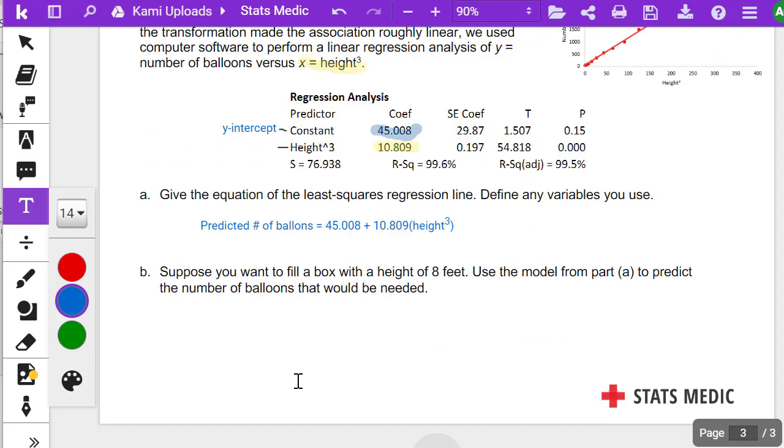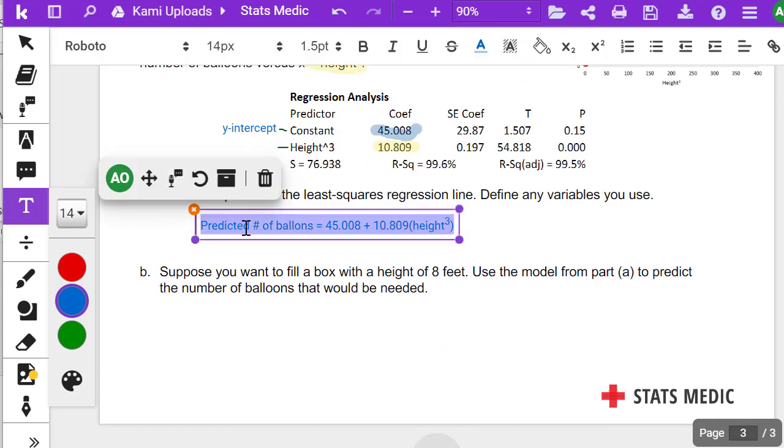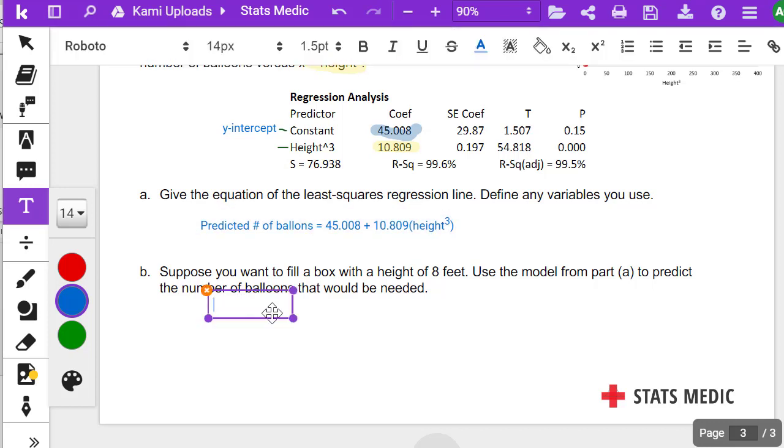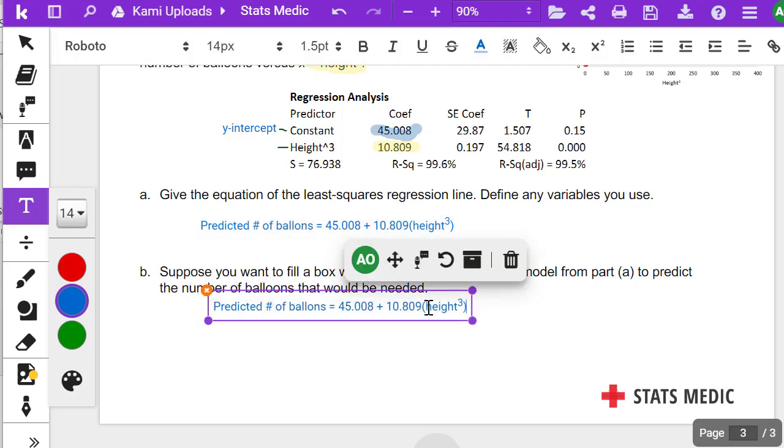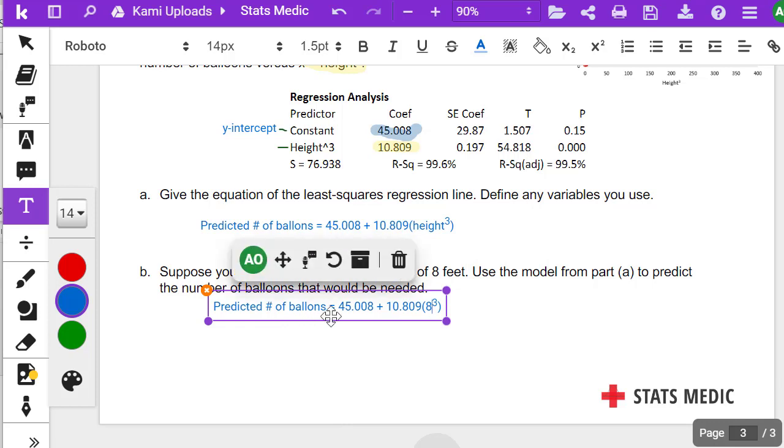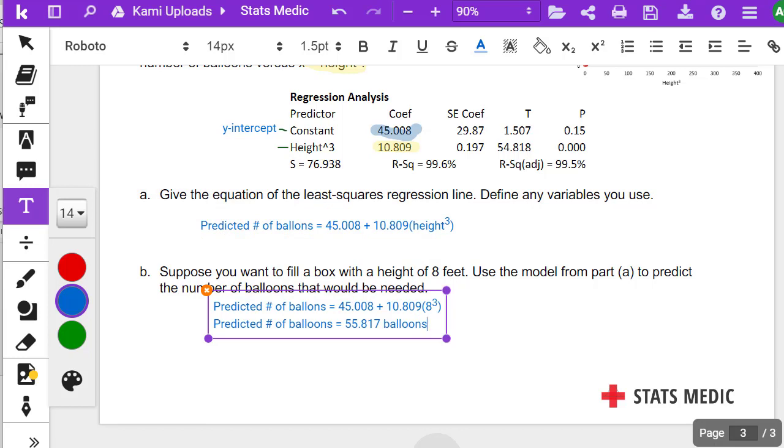Okay. Suppose you want to fill a box with a height of 8 feet. So what would you do? I would basically take this equation, right? And I would put 8 in there. So instead of height, I have 8. Okay. And if you substitute that in, you end up getting, and there you go. So that is pretty much it.